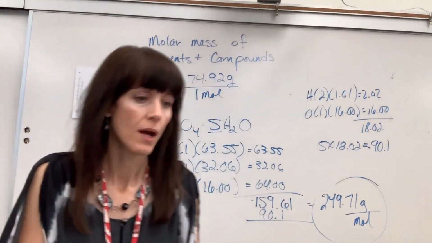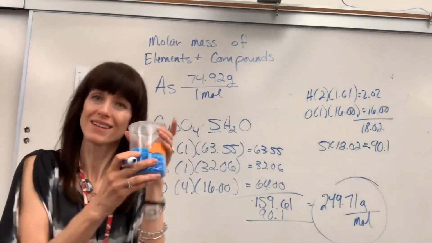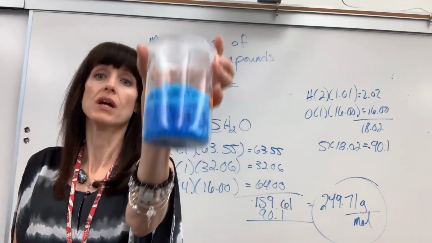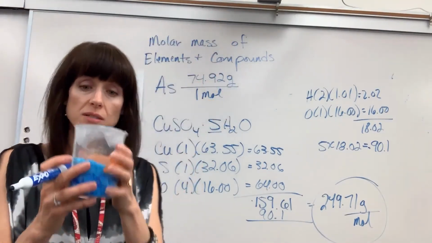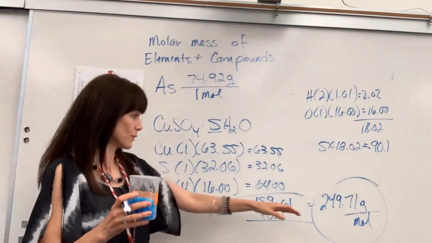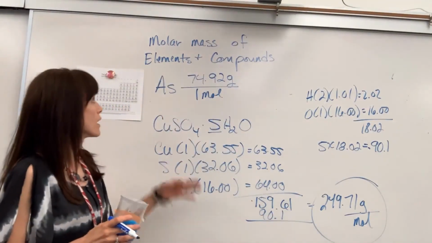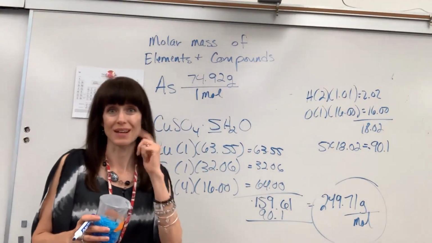And I want to show you again what this is. There it is. That's what it looks like. That's 1 mole of copper sulfate pentahydrate. If I put this on a scale, just the compound, it would weigh 249.71 grams. So there you have it, calculations for molar mass, elements, and compounds. Thank you.